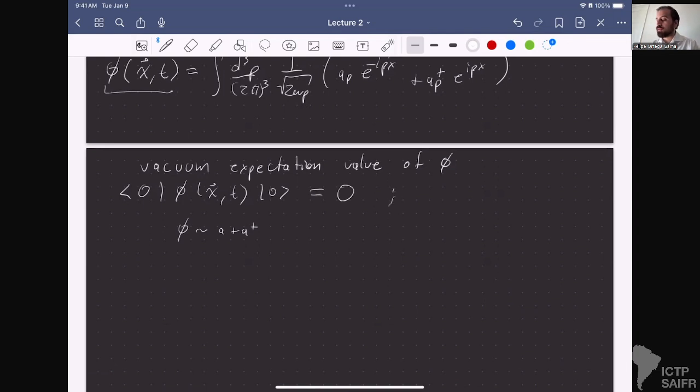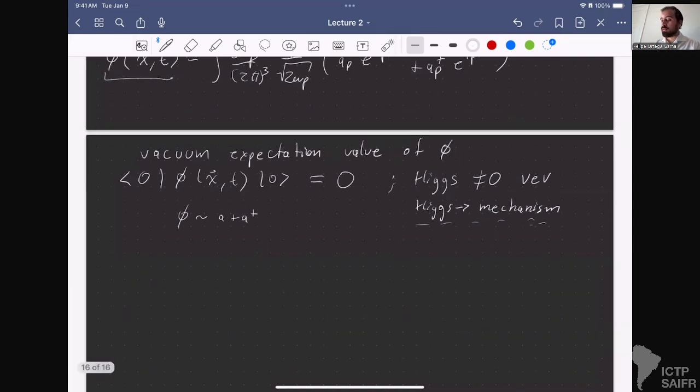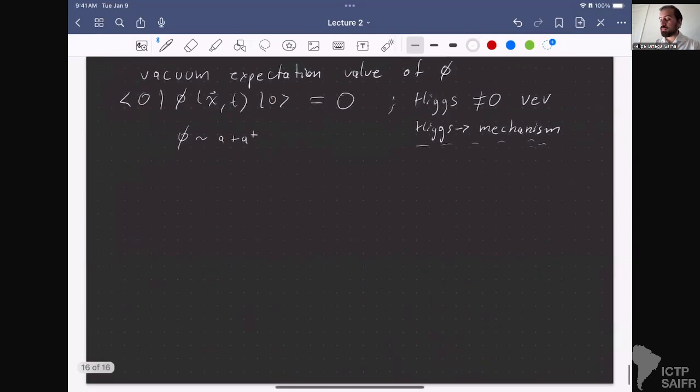Other fields, like the Higgs, have a non-zero vacuum expectation value. And that's the origin of, for example, the Higgs mechanism. Again, it's a little bit of a complicated topic to summarize here, but this could be a good entry point for you to go look at more information for that. Okay, so let's try to compute something that's non-trivial.